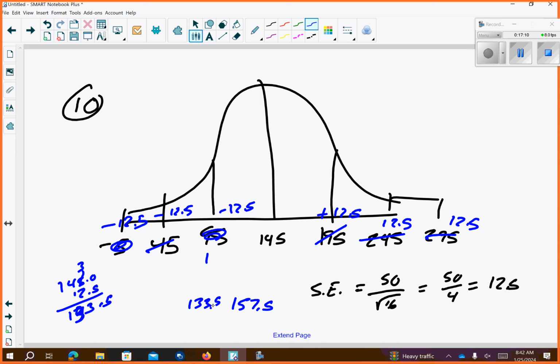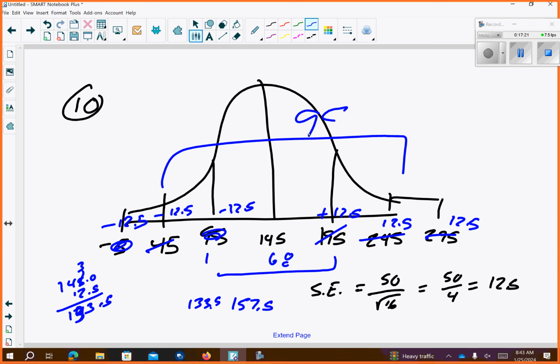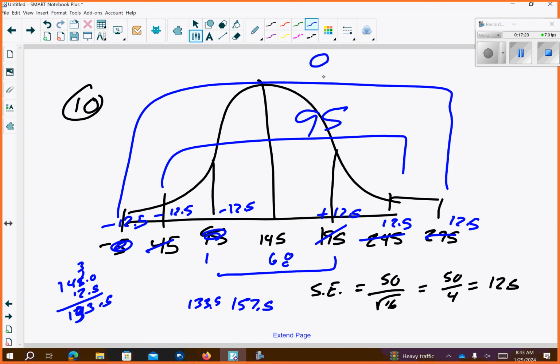Then use the 68. Okay, so this would be your 68 region, this would be your 95 region, and this would be your 99.7 region. And again, my friends, we are using the standard error to make our skewed distribution look like a normal distribution, which is a huge red flag, and we should smack you around if you do that.